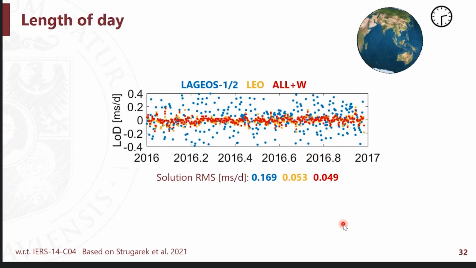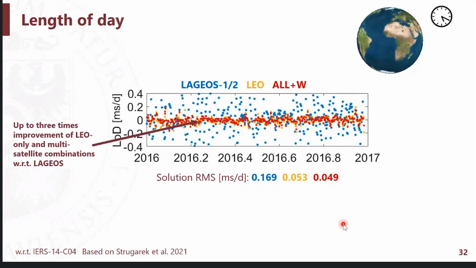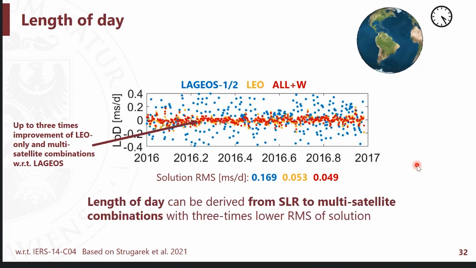And for the length of day parameter, here we may notice that there is a 3 times improvement of LEO only and multi-satellite combination. Here I mean the SLR solution RMS of the particular solution. So the length of day parameter can be derived from multi-satellite combinations.